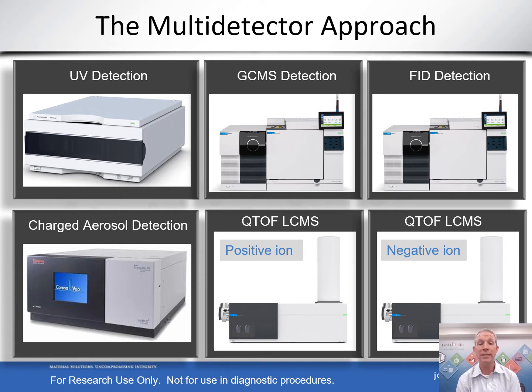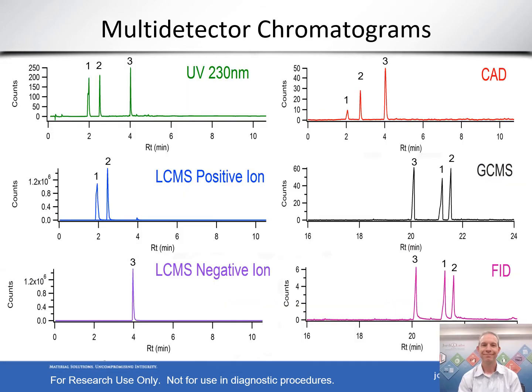The first is an LC system that contains a UV detector, a charged aerosol detector, and a QTOF LCMS detector. And we're going to run that in both positive and negative mode. So there are, in effect, 4 detectors used in the LC system. On the GC system, we'll use 2 detectors, MS and FID, or flame ionization detector. So we're going to get 2 signals for each compound in GC, 4 signals for each compound in LC, and we will use those to help us mitigate these problems.